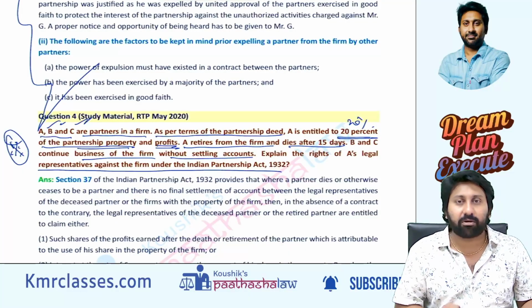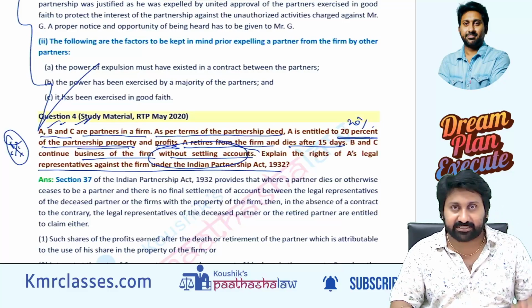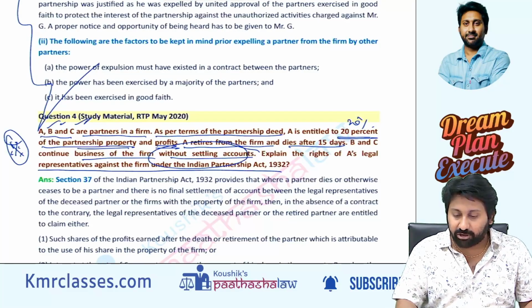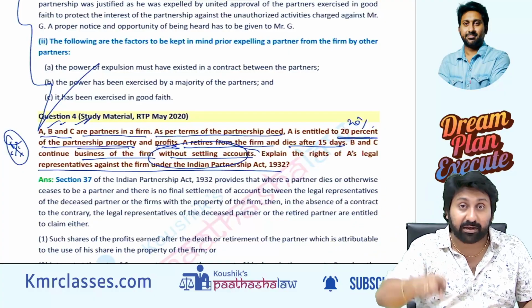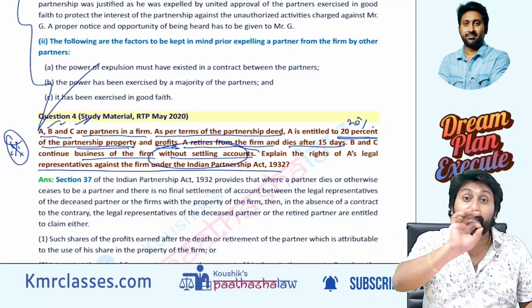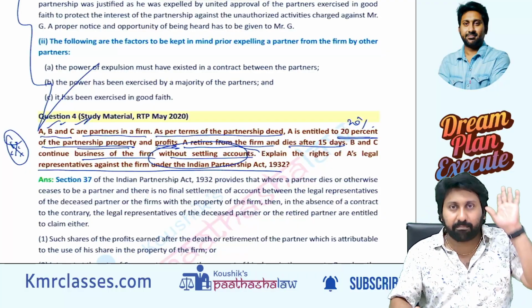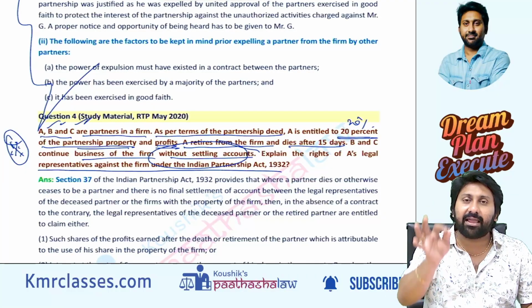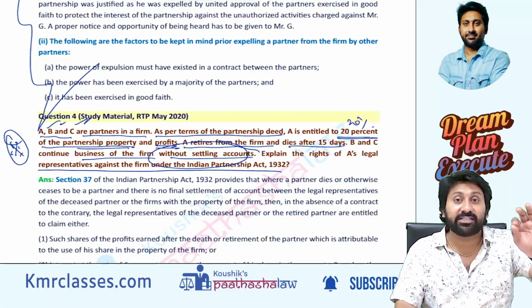But in this case, what B and C have done, without settling the accounts, they continued the business. Now, legal representatives of the deceased partner will have 2 kinds of major powers. They have 4 powers. In that example, you have to write 2. Number 1, they will get the same share of profit every year till the settlement of accounts is completed.